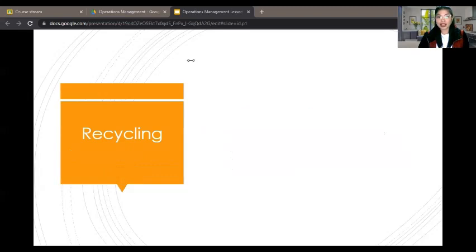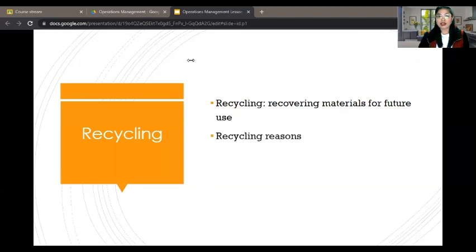Now let's go to recycling. Recycling is sometimes an important consideration for designers, and companies recycle for a variety of reasons. First is cost savings, then environmental concern, and environmental regulations.